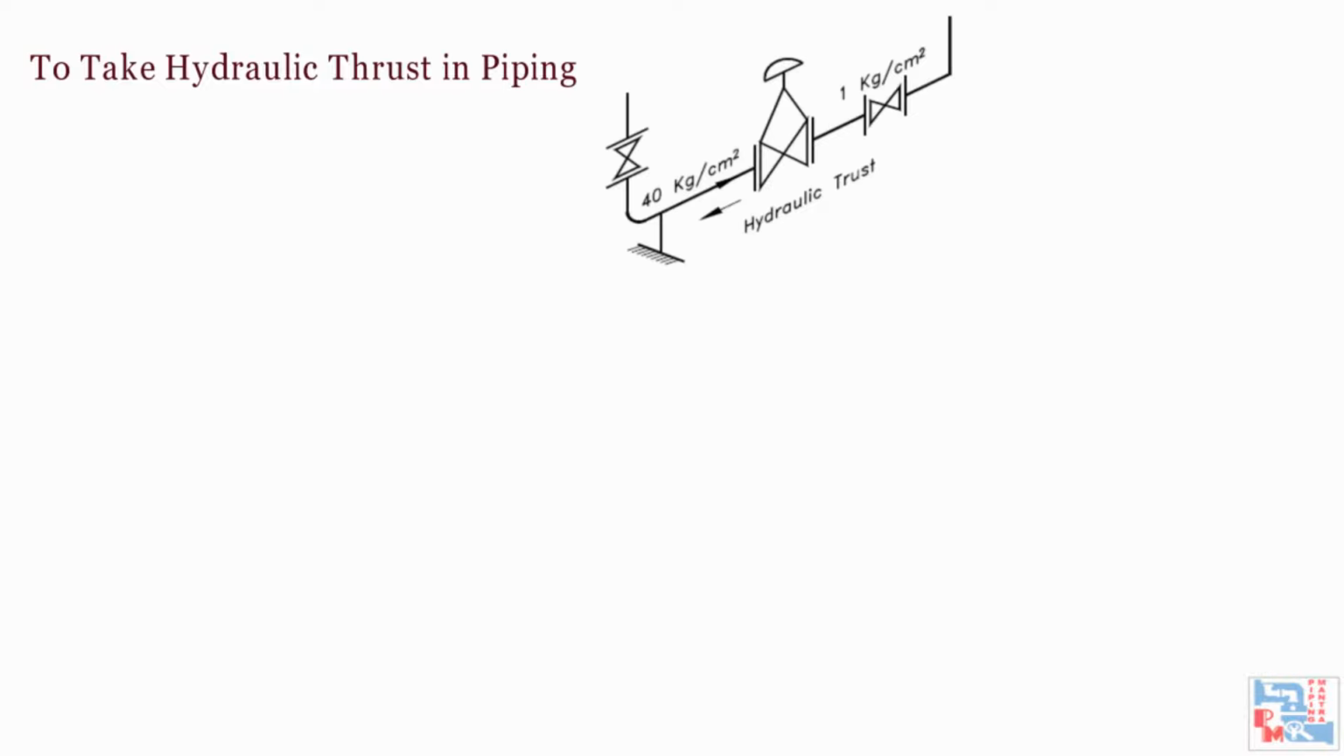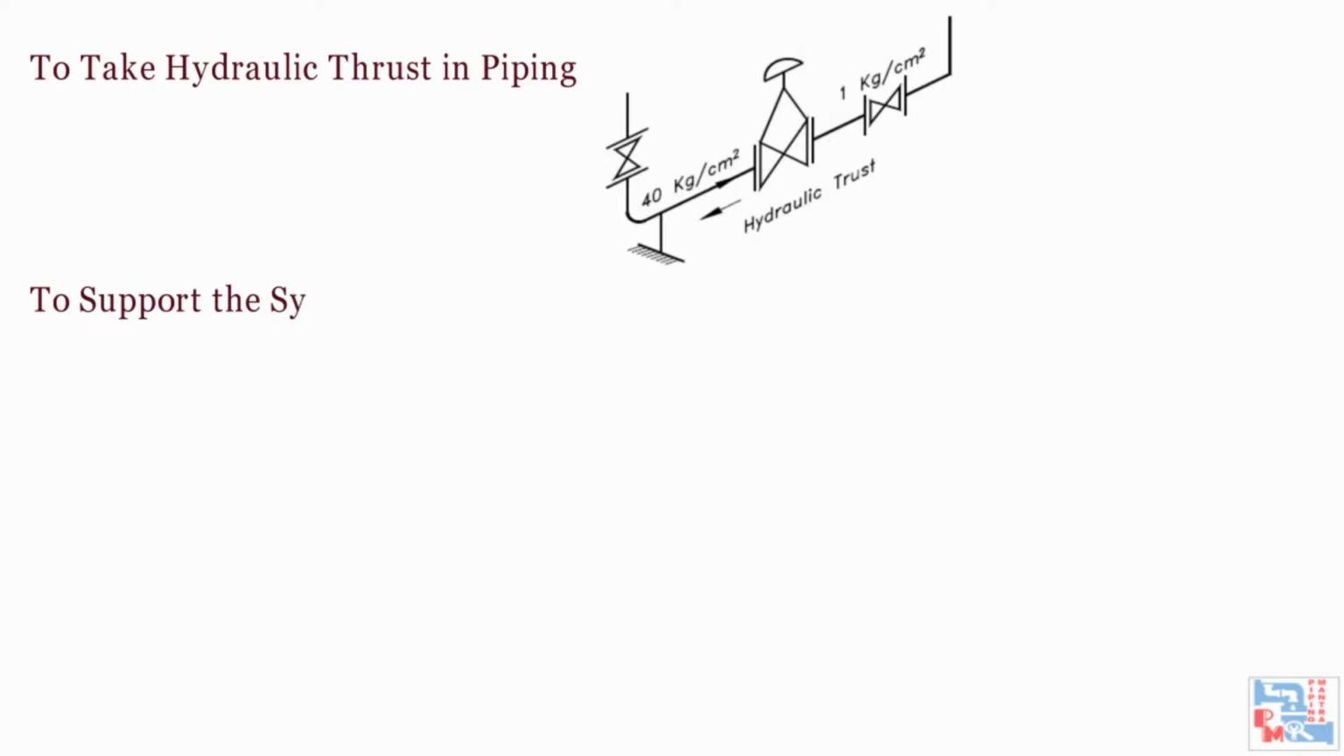Next in line is to take hydraulic thrust in piping. The hydraulic thrust in the pipeline is present at certain points such as pressure reducing valve, relief valve, bellows, etc. If the control valve has large pressure differential and line size is more, then this force can be very high.